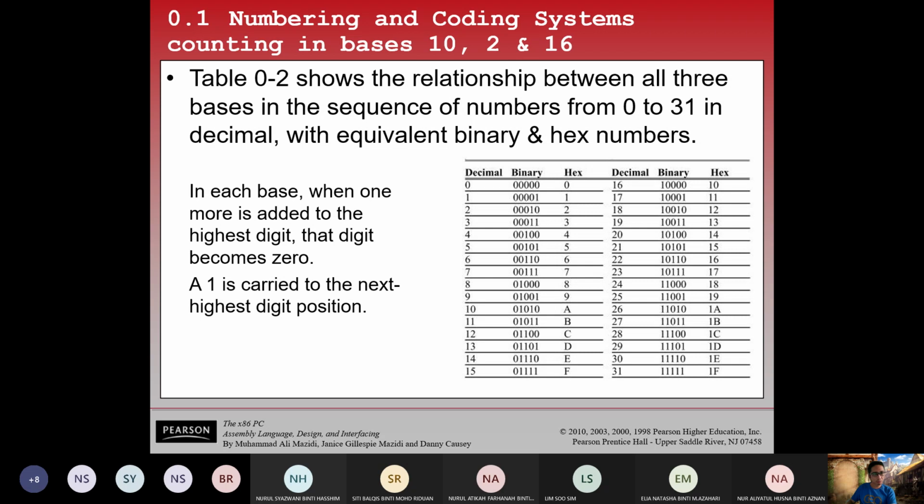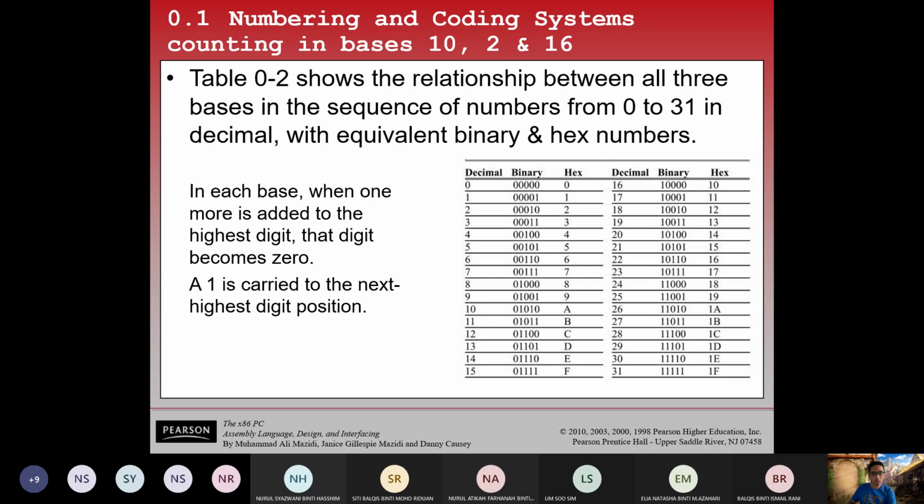We have the relationship here. It shows from 0 to 31, so this is for the binary of 5 bits, from 00000 to 11111. So you see how different that is in terms of hex numbering.